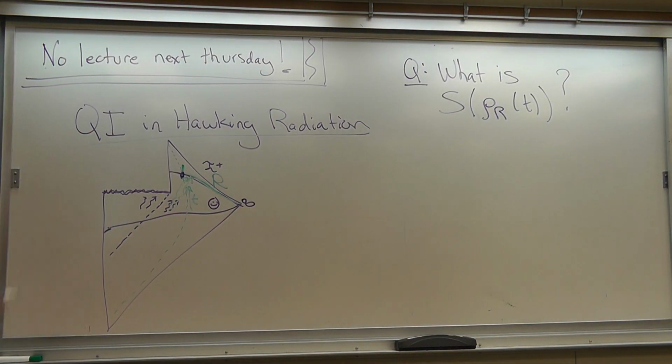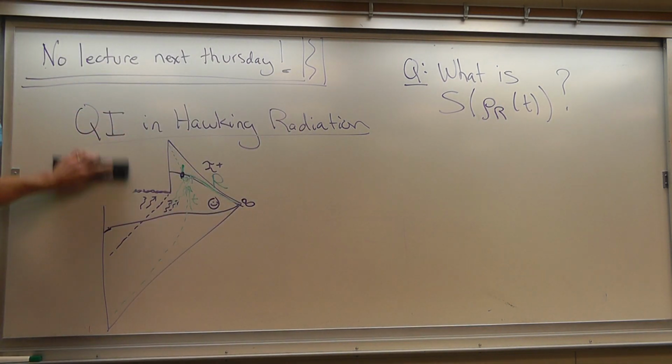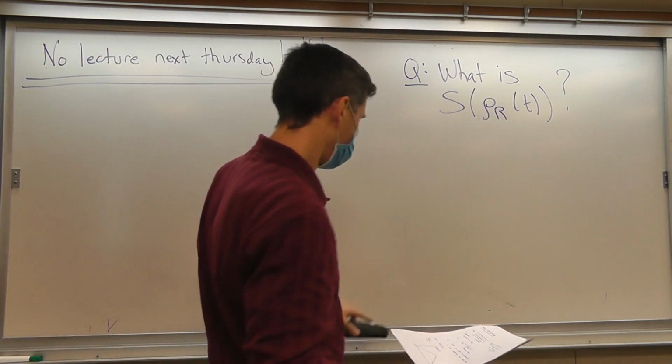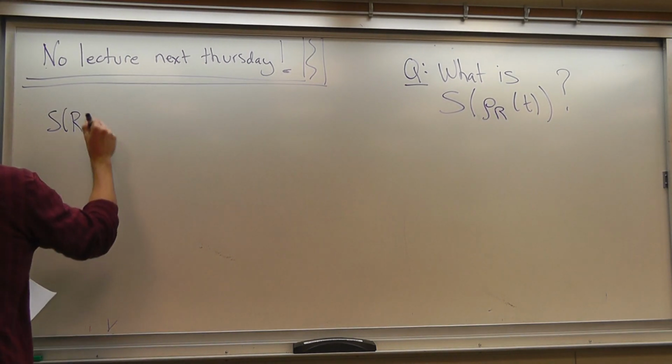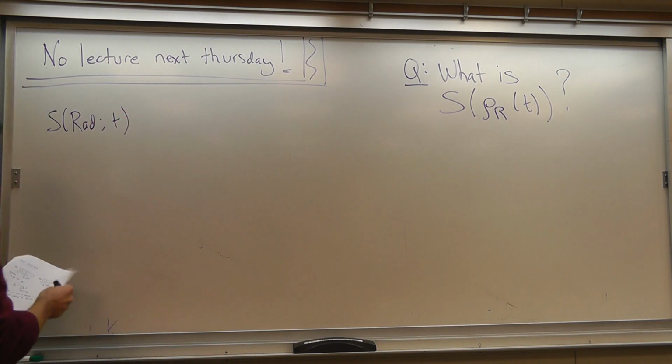Obviously, in modeling it this way, we're assuming that black hole evaporation is unitary. This is just an assumption, and that's how we're going to approach this. We're basically going to assume that black holes are unitary and obey quantum mechanics, and see what it tells us and where it leads us into trouble. And then our goal, of course, is to find S of the radiation as a function of t.